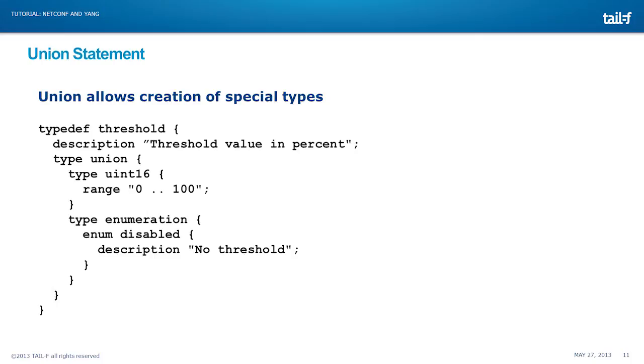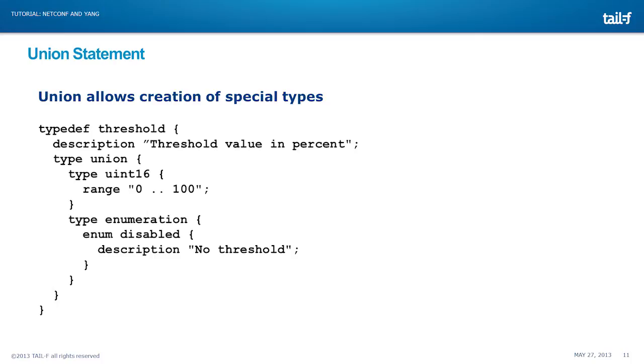Next we have the union statement. Sometimes we have values that may be a number or a string, depending on what the user enters and what we want to use in our program. That is where the YANG union statement comes into play. It allows the creation of these special types. It works much like the idea of a union in the C programming language.